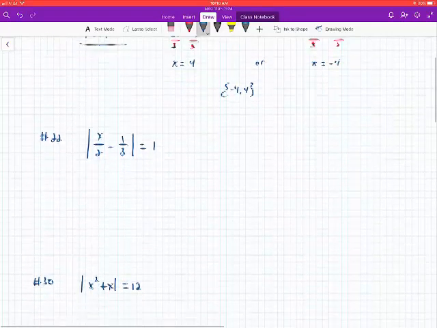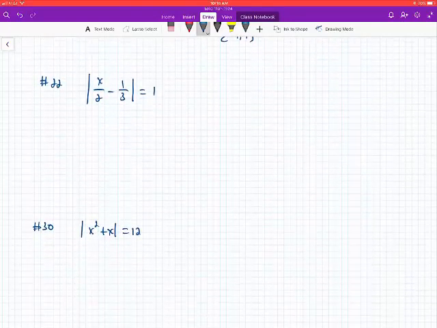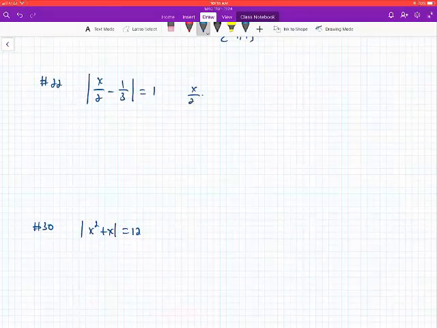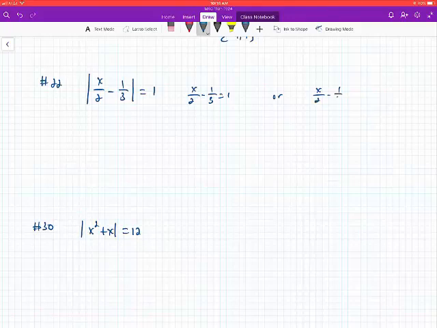So number 22 is the same process. I'm going to go ahead and write it equal to 1, but I also have to solve it as if my equation was equal to negative 1. The first thing I'm going to do is add 1/3 to both sides. I'm also going to rewrite x divided by 2 as 1/2 x, that's equivalent. So here I get 1 plus 1/3. Here on the right side, I get negative 1 plus 1/3.